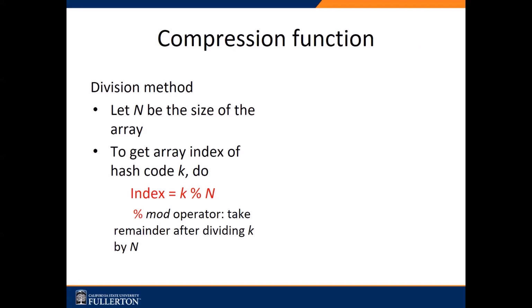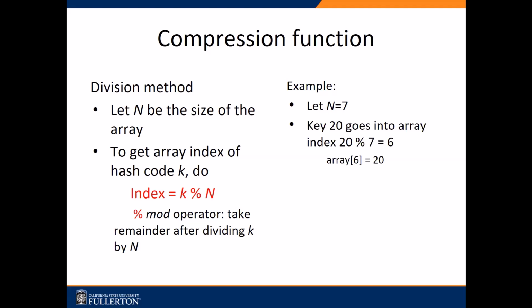The simplest and most commonly used method to convert a hash code to an array index is just to divide it by the size of the array and use the remainder. This operation of taking the remainder is also called the modulus, the mod operator, and in many programming languages is represented by the percentage symbol. For example, if the size of the array is 7, and I want to get the array index of, say, key 20, I would do 20 mod 7, and that is dividing 20 by 7 gives me a remainder of 6, and then I would store the key 20 in index 6.